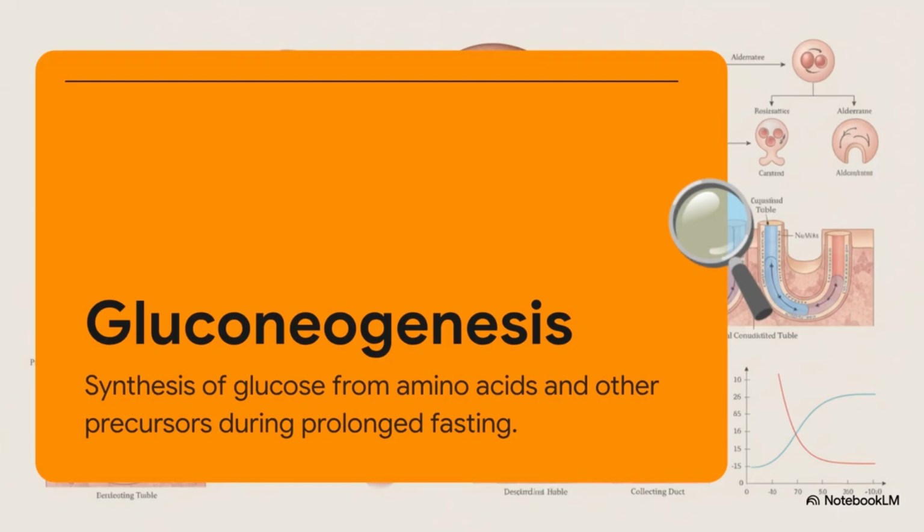I really want to pause on that last point for a second because it is a classic high-yield board exam trap. Gluconeogenesis is the synthesis of glucose from amino acids and other precursors. During prolonged fasting or starvation, your kidneys actually step up as a metabolic rescue organ. They literally rival the liver in their ability to synthesize brand new glucose just to keep your brain and your body fueled up. Definitely do not forget about that metabolic capability.